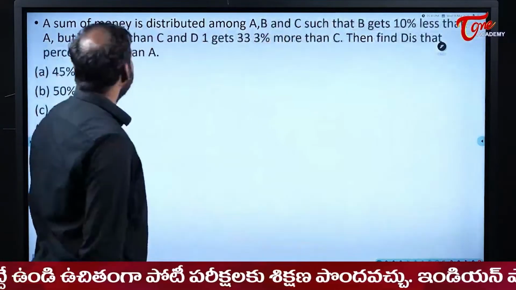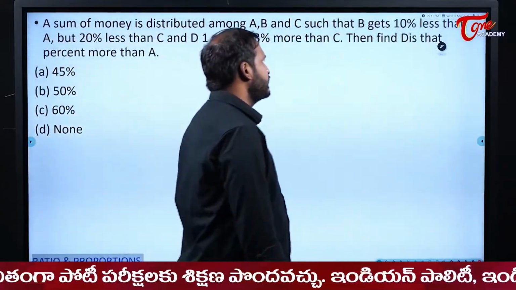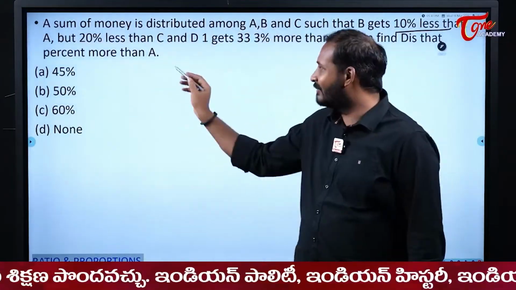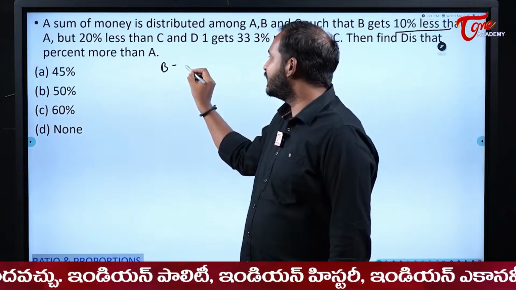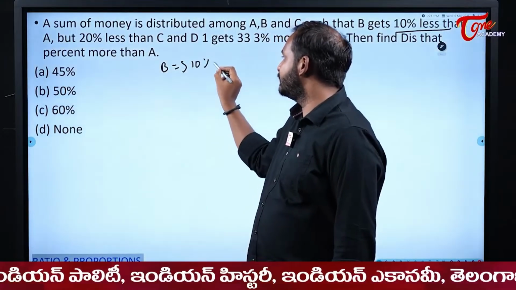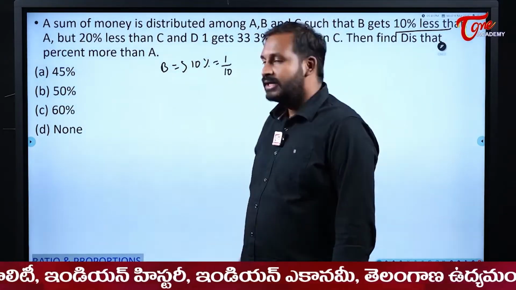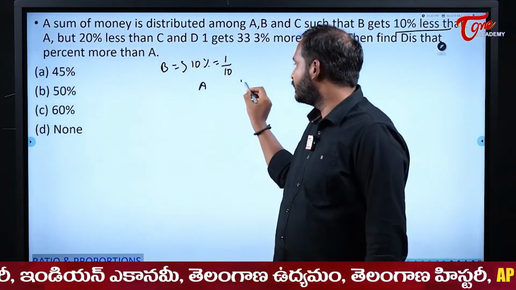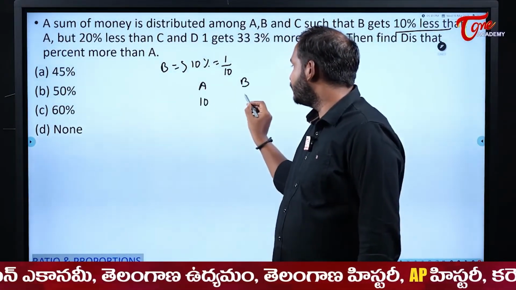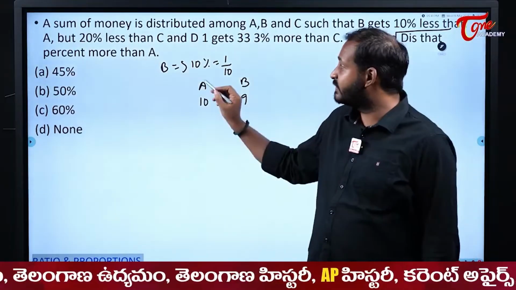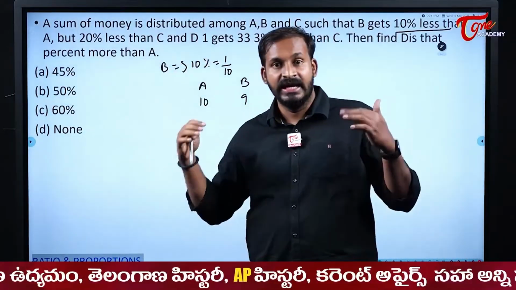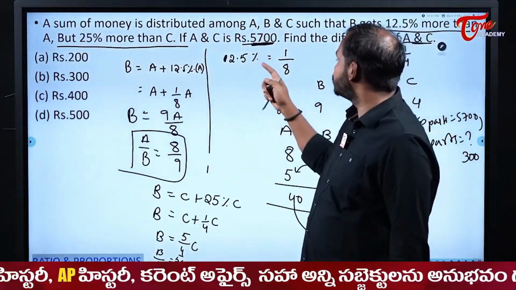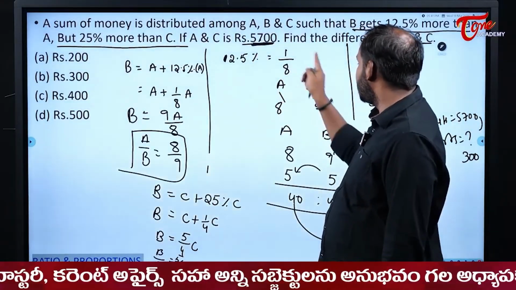Okay, this is the case. Next one. A sum of money is distributed among A, B and C such that B gets 10% less than A. Now the same concept. See here, B is getting 10% less, right? So 10% means 1 by 10. In the earlier case it is greater, so I added. Now A and B relation, what will I get? If A is 10 parts, B will be how many parts? 9 parts. Why? Because B is getting 10% less than A. In the previous case it is more than, so I wrote 8 for A and 9 for B.